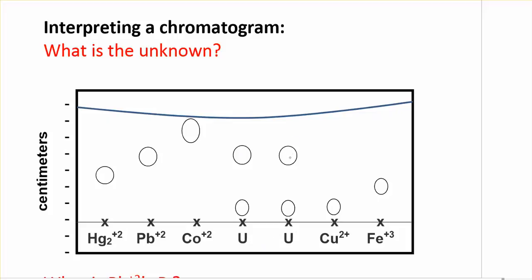Our unknown, because it has two spots, tells us it contains two different substances. One of those we can tell by how it lines up. One of those is the lead cation. The other one is the copper cation. You see, on this one, the copper and the lead both moved according to their own properties. Even though they both started together down here, they were separated because each moved according to its own properties. So that's how you identify your unknown cations.